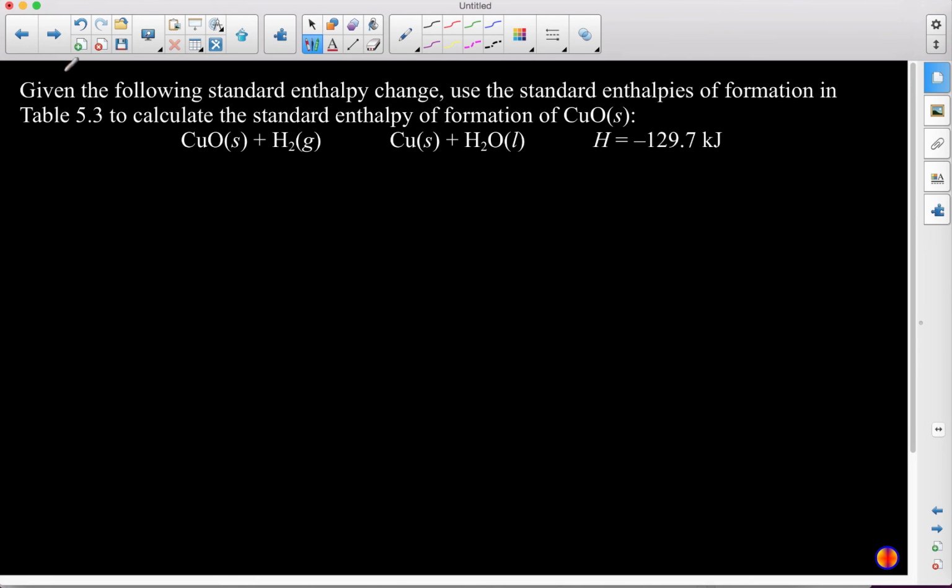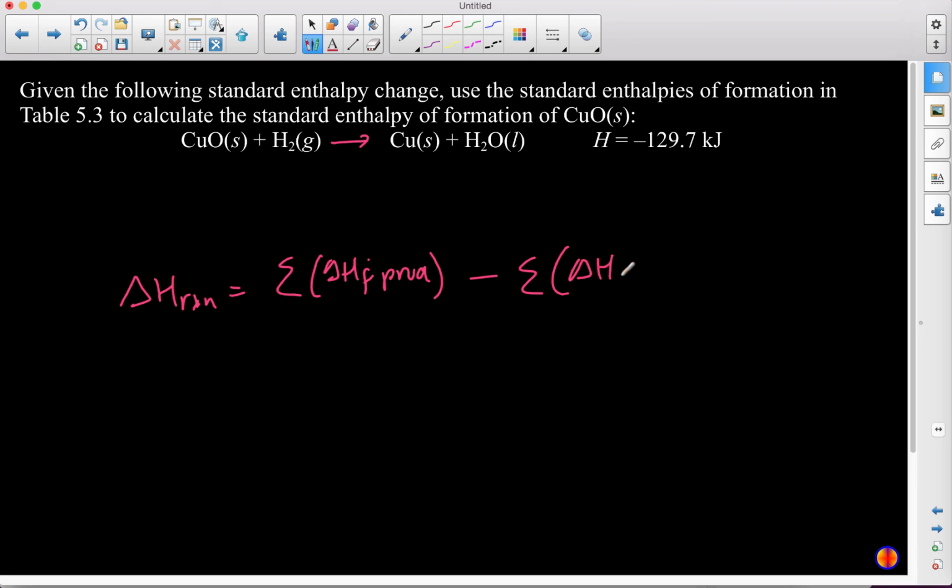Now, because it's just a chemical equation that says your heat of a reaction is equal to the sum of your delta HF products minus the sum of your delta HF reactants, that means that since it's an equation, if we know this piece of information, we can plug in all these values. We can go find copper, we can go find water, we can go find H2, and plug in an x for CuO to find that last piece.